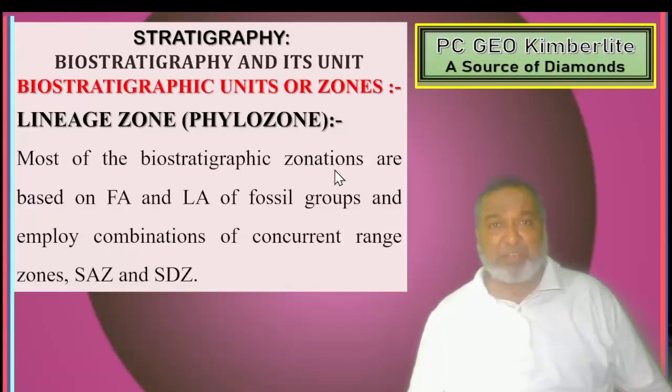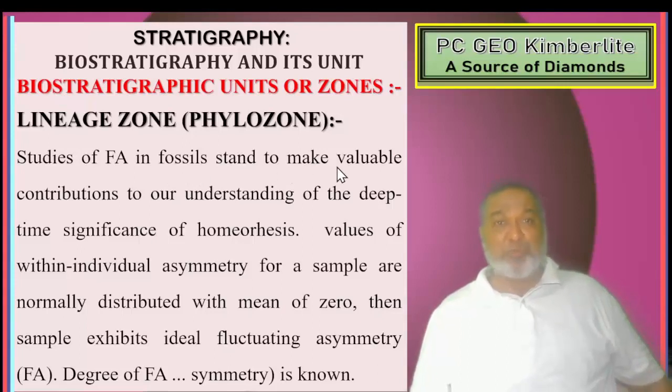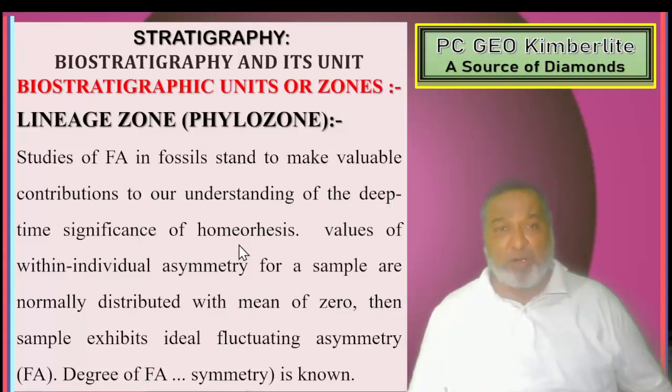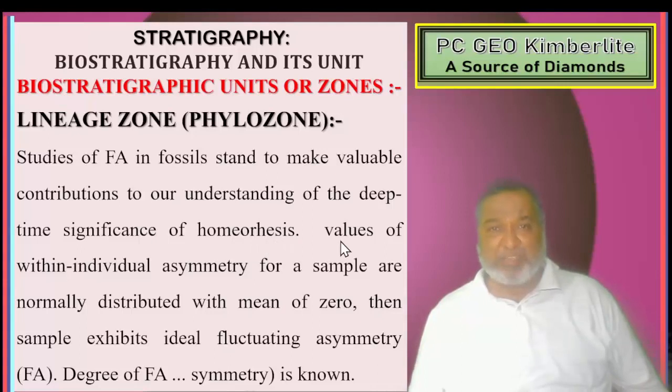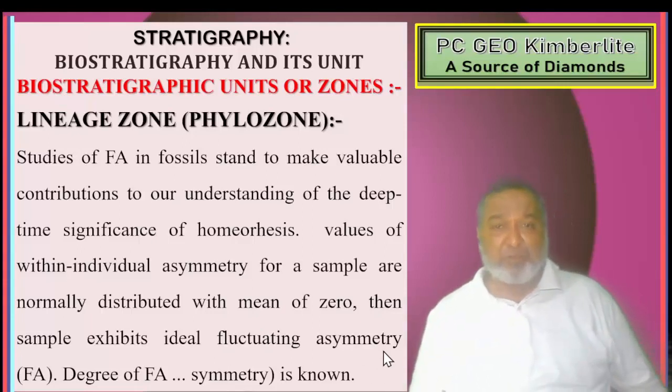Most of the biostratigraphic zonations are based on FA and LA, first appearance and last appearance of the fossil group, and employ a combination of concurrent range zones, SAZ and SDZ. Studies of FA, the first appearance of fossils, stand to make a valuable contribution to our understanding of deep time. If the values within the individual symmetry for a sample are normally distributed with a mean of 0, then the sample exhibits ideal fluctuating symmetry, that is FA. The degree of FA symmetry is known.